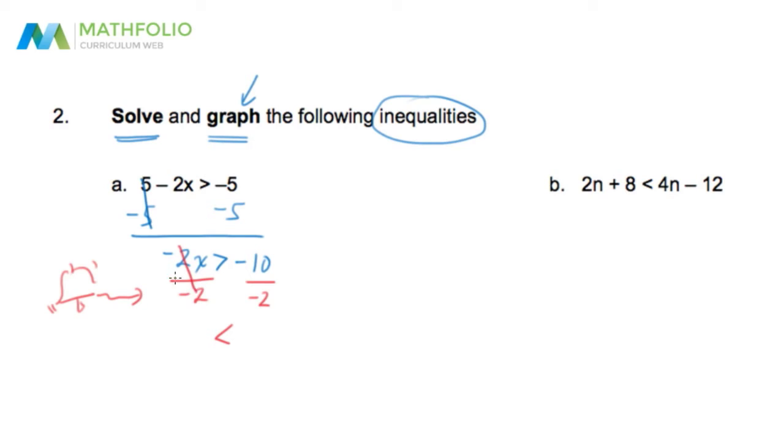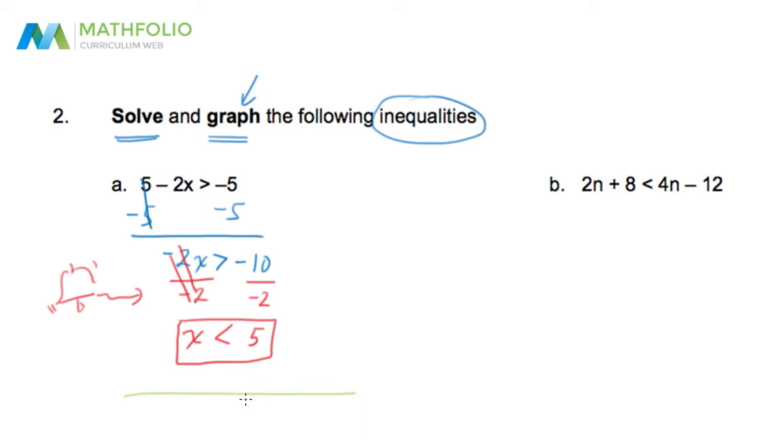Now the negative 2's cancel. We'll bring down the x. Negative 10 divided by negative 2 is 5, and that's a positive 5. So right here, this is our solution, but we do have to graph it. It's going to change to green.